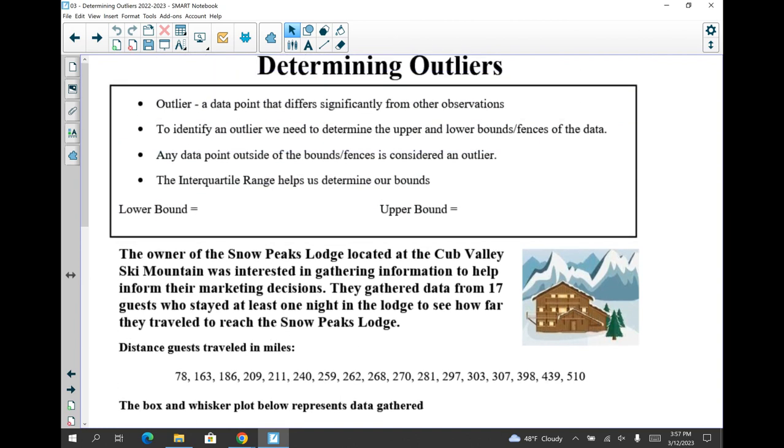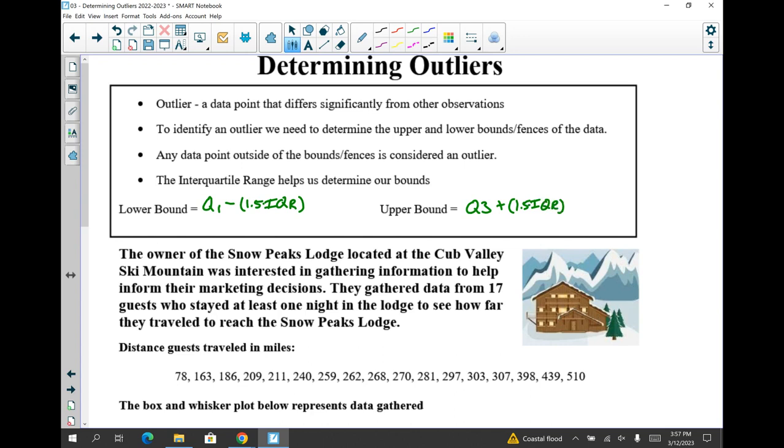So an outlier is a data point that differs significantly from other observations. In order to determine if a data point is an outlier, we need to determine the upper and lower bounds, and we do that using the interquartile range. To determine the lower bound, we take quartile 1 and subtract 1.5 times the interquartile range. To determine our upper bound, we take quartile 3 and add 1.5 times the interquartile range.